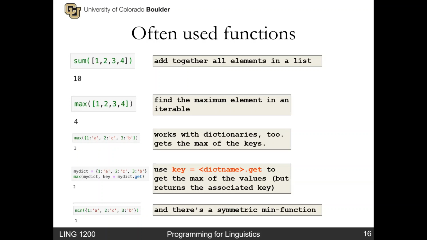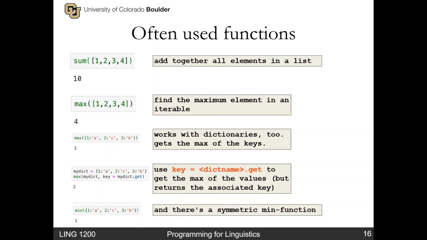Max takes in an iterable, and it's going to find the maximum element in an iterable. So if you feed it a list of 1, 2, 3, 4, it's going to return the maximum element, which is, of course, 4. That's the highest number. It works with any iterable. So you can see on the next line, it works with dictionaries too. And as you can probably guess, based on what you know about dictionaries, it's going to get the max of the keys. And so 3 in this particular dictionary is the highest key. It's going to find the max key and return the max key.